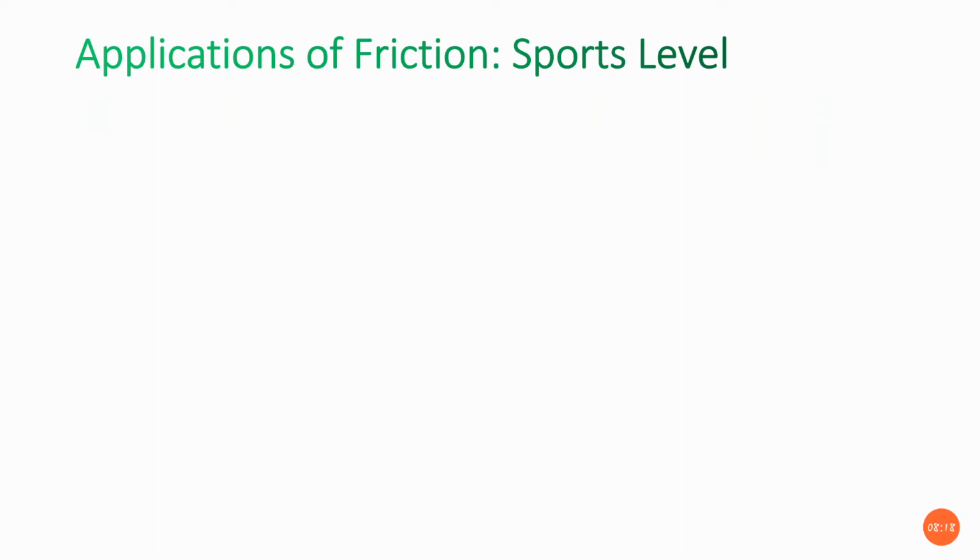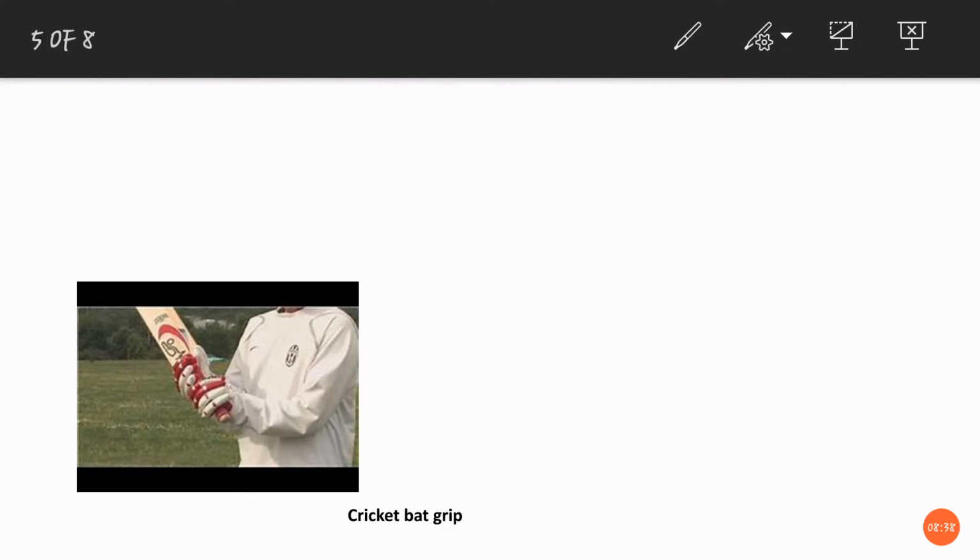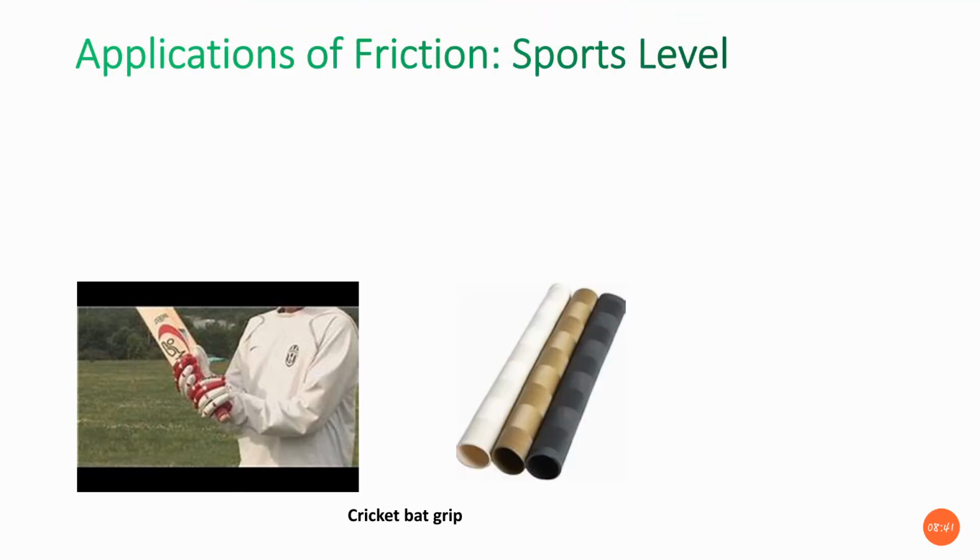Another sport we can see over here is cricket. In this case, the batsman must establish a proper grip, otherwise the bat will make loose contact, and while hitting, the bat will be released from your hands. So we are using special grips over here. Everybody has this kind of experience: when you hold frictional materials, they provide better gripping capabilities so that we can play comfortably.